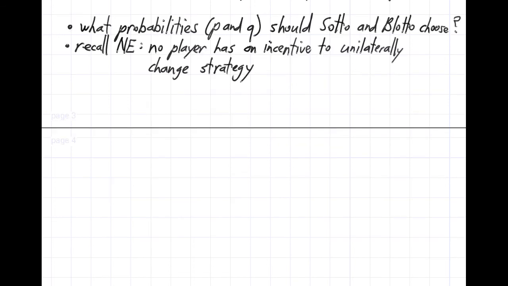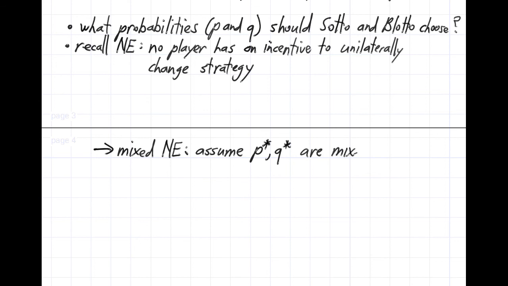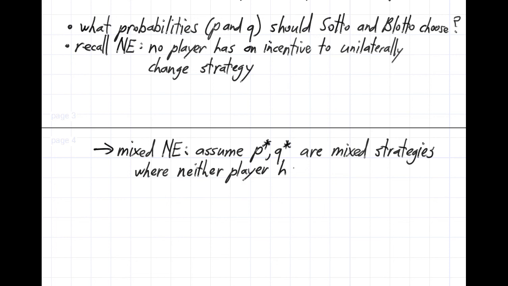That leads us to the definition of a mixed Nash equilibrium, which will be our hidden Nash equilibrium that we couldn't find before. Let's call them P star and Q star, special values of P and Q, are mixed strategies where neither player has an incentive to switch.